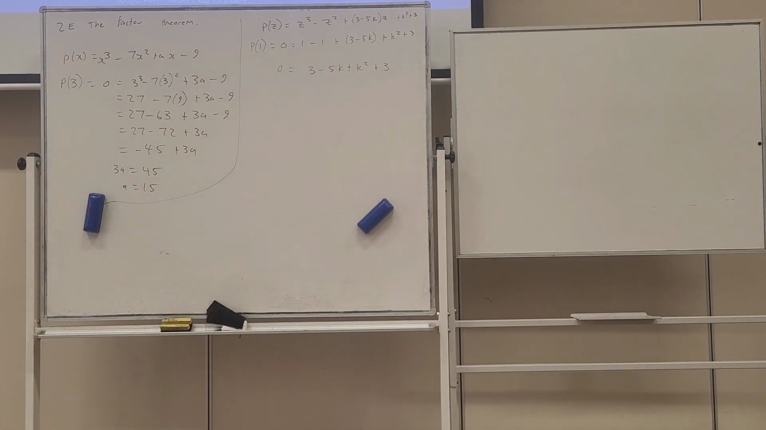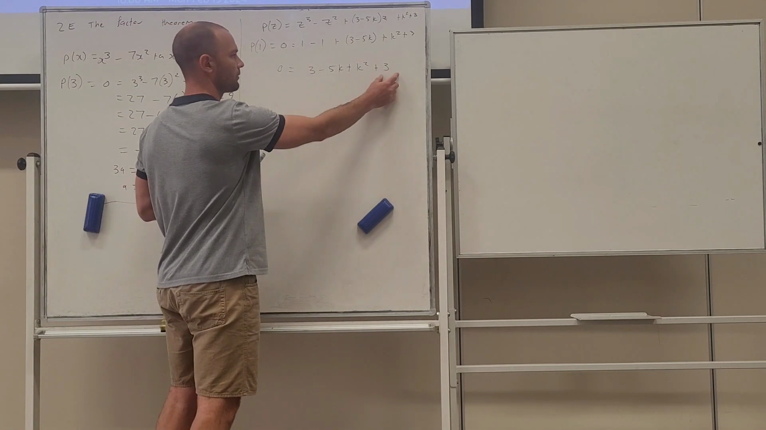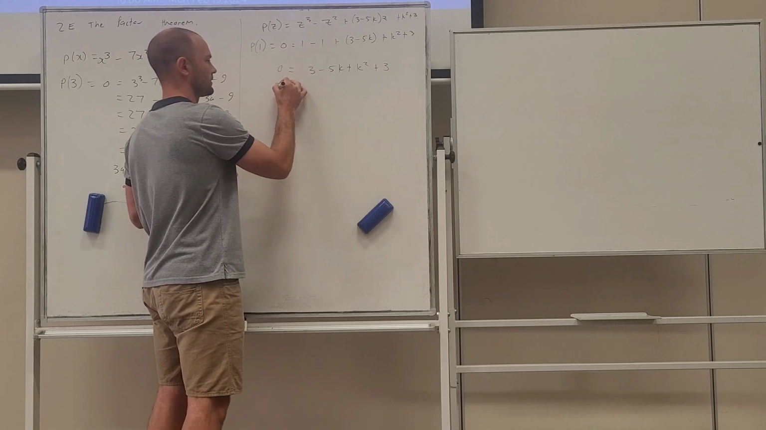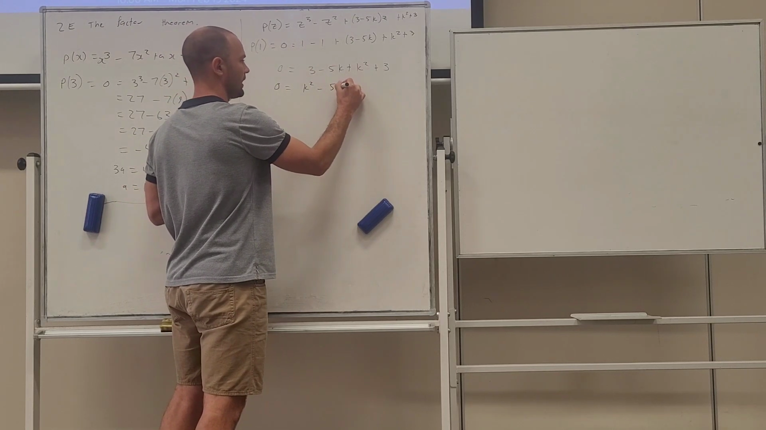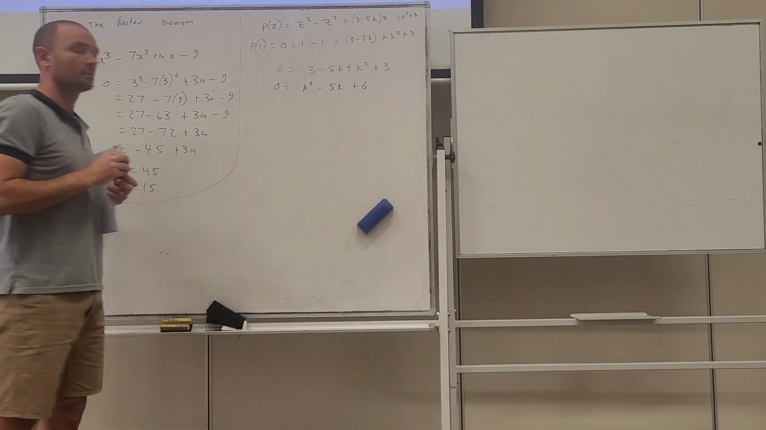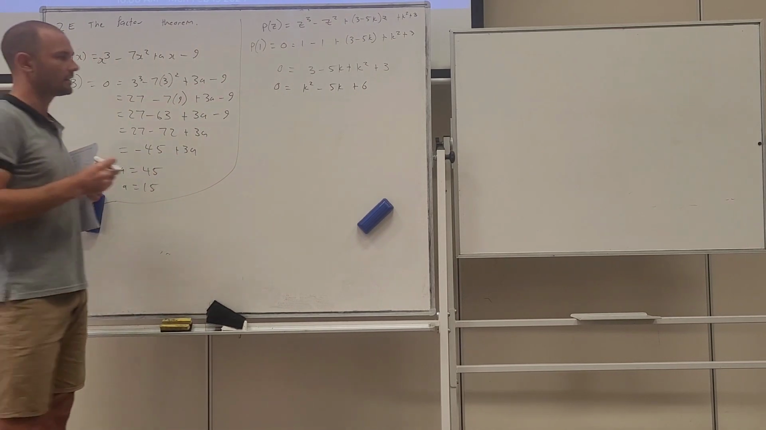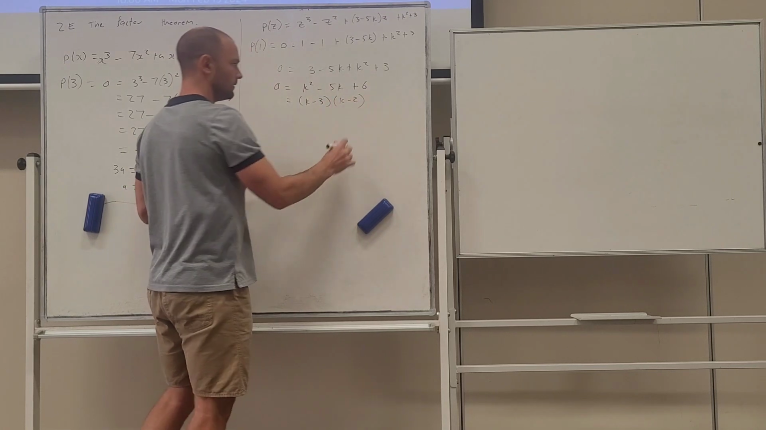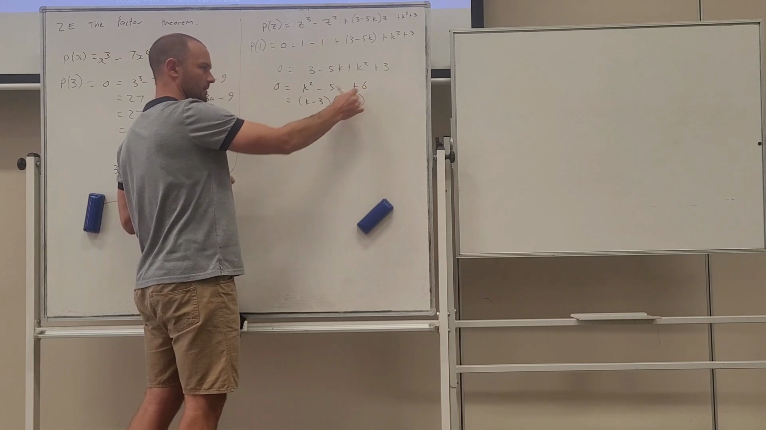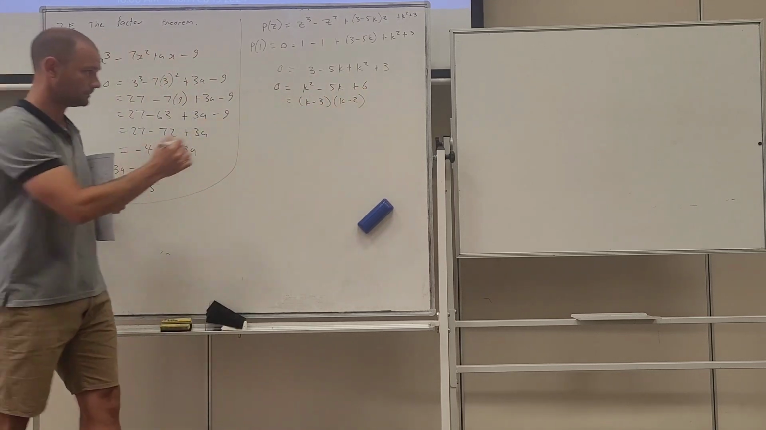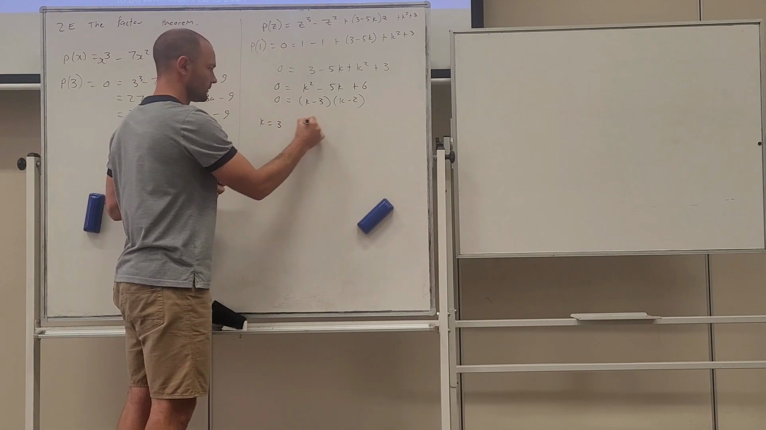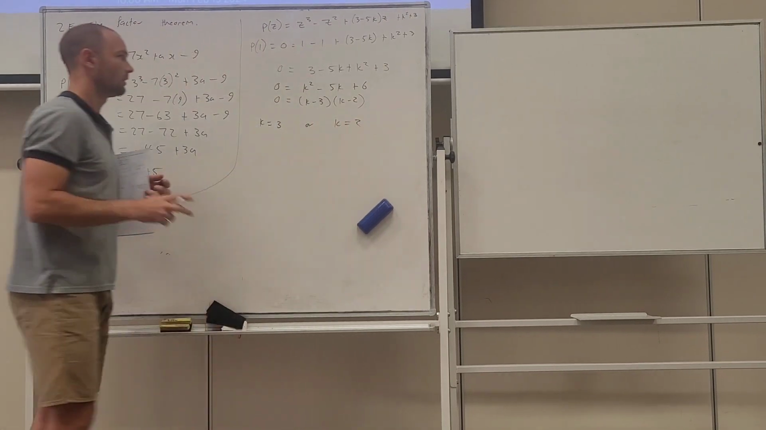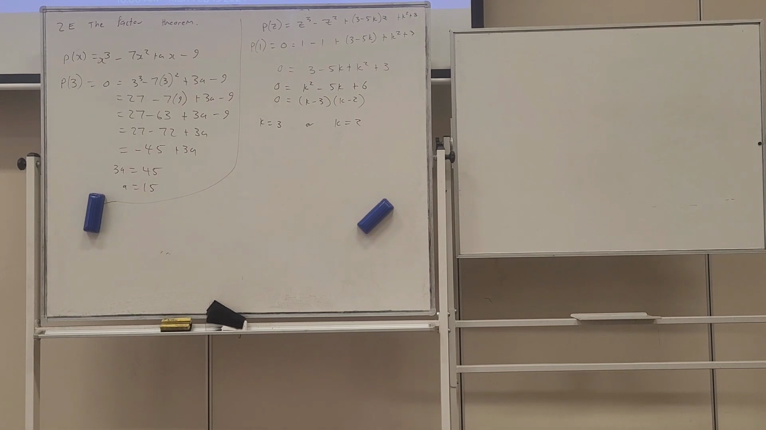In the next step, I'm going to collect these like terms. So where we have 3 and 3, and I'm going to put the k squared first. So I've got k squared, take 5k plus 6. Okay, factorise that. k take 3, k take 2. Okay, minus 3 times minus 2 is positive 6, minus 3 plus minus 2 is minus 5. Apply the null factor law. Okay, so we've determined 2 possible values of k. So that's the first part of it done.